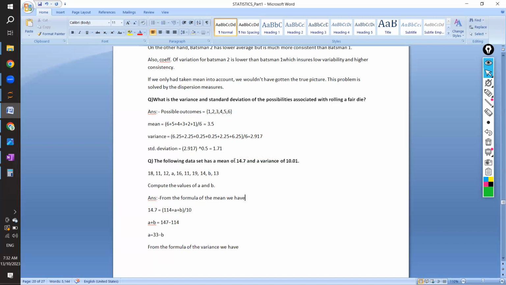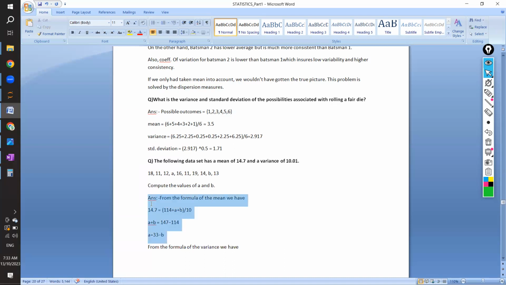But he's saying the mean is 14.7 and the variance is 10.01. Fine. So can you compute the values of A and B? We know the formula, right? The overall sum divided by the count will be 14.7, and the variance is A is 33. You got an equation. So there are two unknown values, so you need two equations to solve.